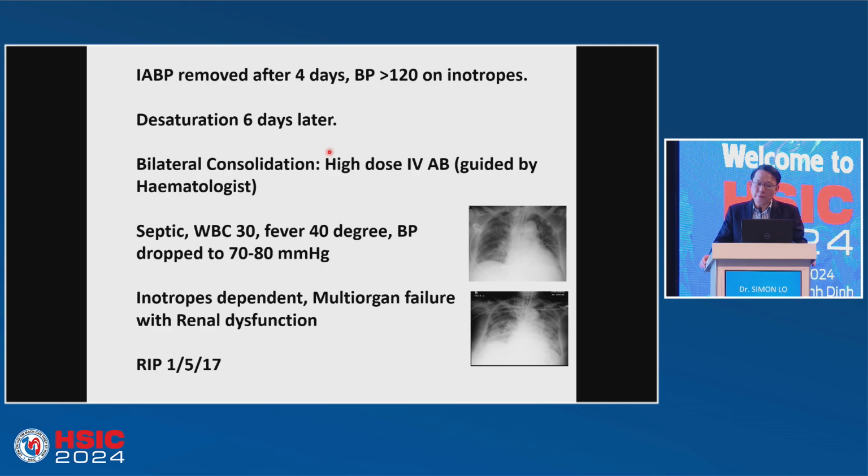4 days later, I removed the IABP, but her BP was maintaining on the 2 inotropes. However, 6 days after all this, she desaturated. And the x-ray showed consolidation. The hematologist was helping me to look after her because the platelet count had dropped. I don't know whether it's because of auto transfusion. I took out some of the pericardial blood, injected into her vein. I don't know whether that's the reason for some hemolysis and some low platelet count. Anyway, she became septic. White cell went up, fever, BP dropped, and she needed more inotropes.